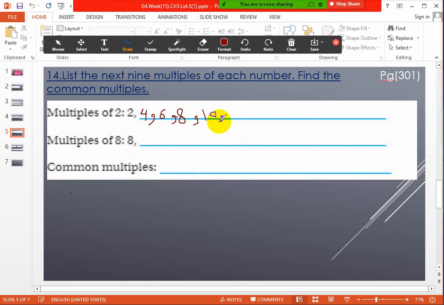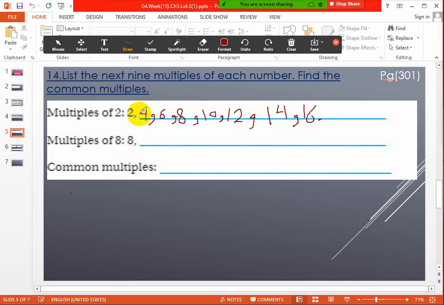Now 2 multiply 6. Very good, Zen. Very good, Zena. Very good, Taraf. Very good, Kinda. Equals 12. 2 multiply 6 equals 12. Very good, girls. Very good, Rimas. Very good, Sama. 2 multiply 7 equals 14. 2 multiply 8 equals 16.